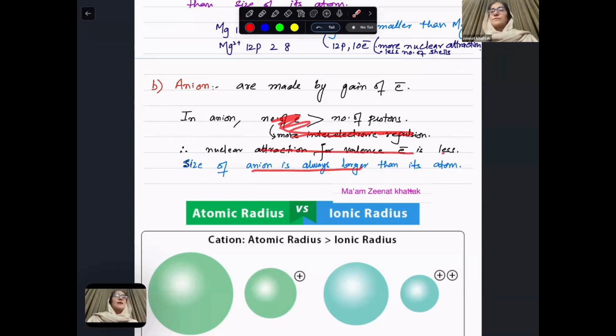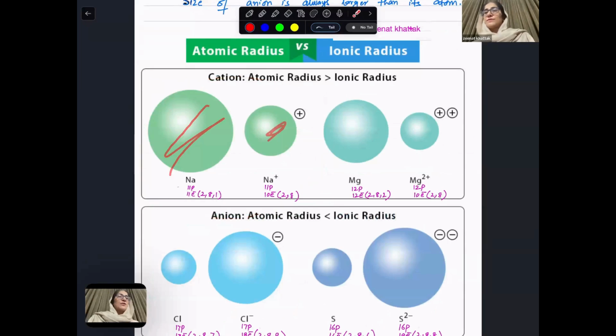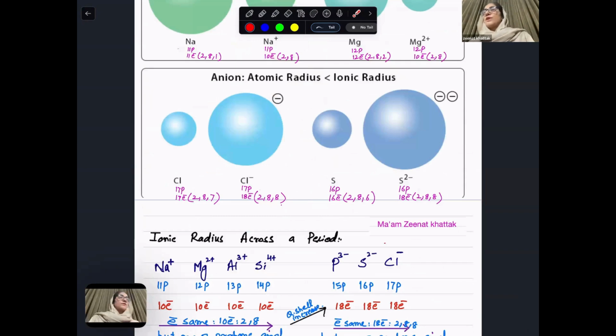Look, Na plus. Na is bigger, Na plus is smaller. Mg is bigger, Mg2 plus is smaller. Chloride is larger, chlorine is smaller. Sulfide is larger, sulfur is smaller. Do you get it? Now, across a period.